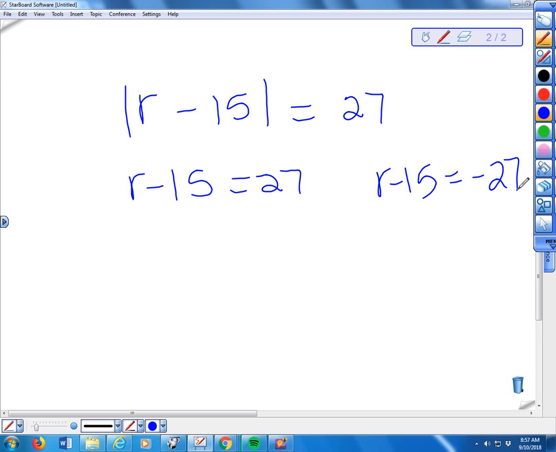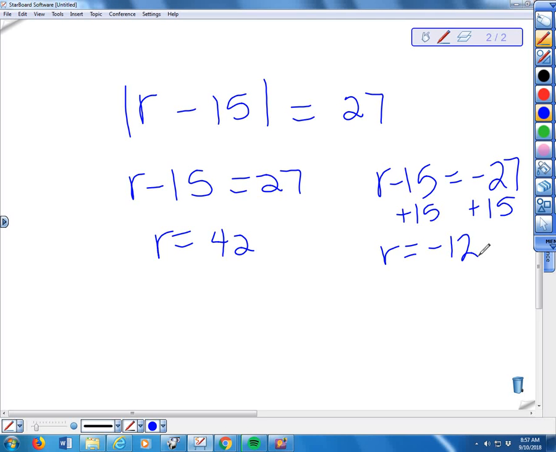So I have here r equals 15 plus 27, 42. And when I add 15 here, what's r equal to? It's negative 12. Remember, when you add and subtract numbers that have different signs, it's always a subtraction problem, and your answer is always the same sign as the bigger number. So 27 minus 15 is 12, and my bigger number is negative, so this number is negative. That's an easy way to remember that.